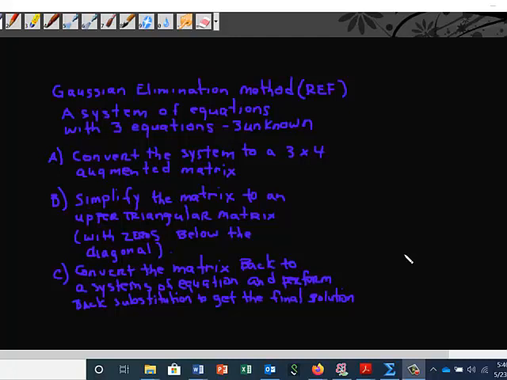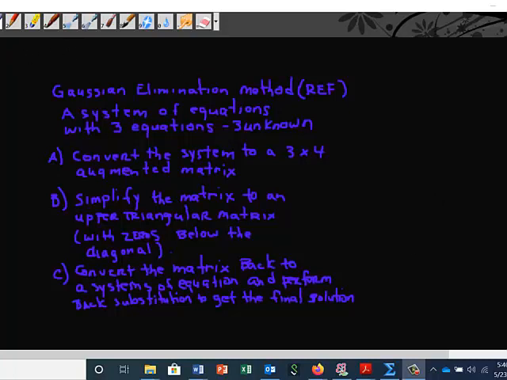Hello, in this video we'll talk about the Gaussian elimination method with systems of equations with three equations and three unknowns. When we do these type of problems, the first thing we want to do is convert the system to a 3 by 4 augmented matrix. Then we want to simplify the matrix to an upper triangular matrix with zeros below the diagonals. And then convert the matrix back to a system of equations and perform back substitution to get the final solution.